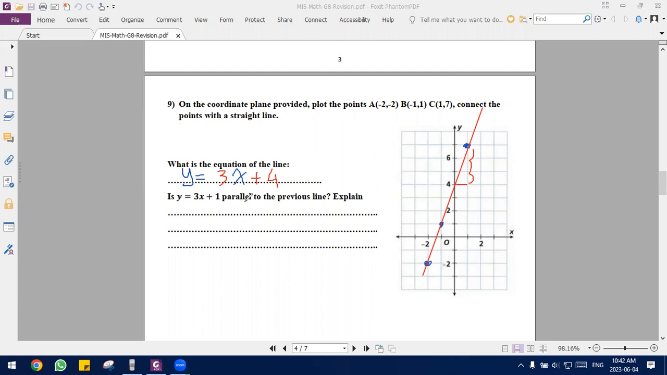Now, in the next part, it says, is y equal to 3x plus 1 parallel to the previous line, this one? And then explain. So, we said that for lines to be parallel, they should have the same slope, exactly. So, this is 3 and this is 3. Are they parallel? We say yes. Then the explanation: they both have the same slope, so they are parallel.